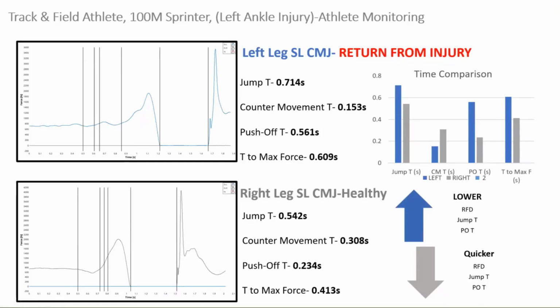For a 100-meter sprinter that's significantly powerful, we want these to be pretty even, and we want it to look like the gray, with a shorter amount of jump time, time to max force being quick. So you're able to produce force at a fast pace.